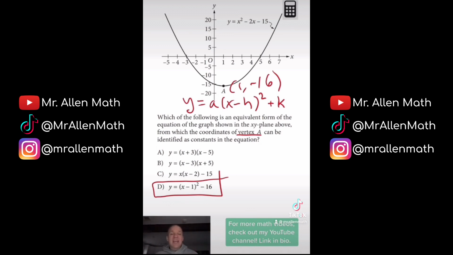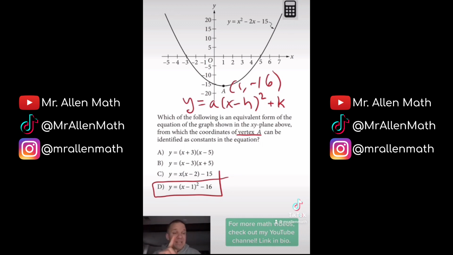Thing to remember here is that inside the parentheses that are getting squared, the sign is opposite the coordinate of the vertex. Since it's x minus h, x minus 1, the positive 1 would give us that result. Right? Outside of the stuff being squared is normal. So when it's down at -16, you're going to see -16 in that equation. Hopefully that helps you guys out. That was a challenging problem.